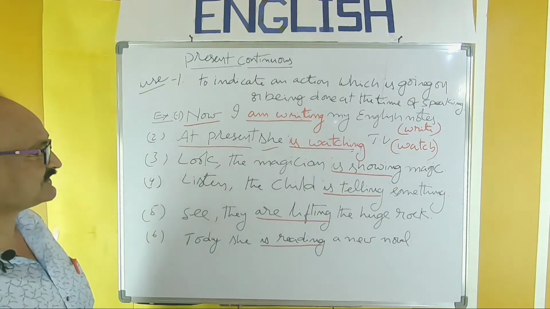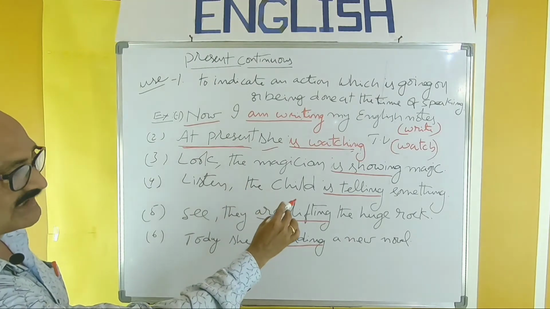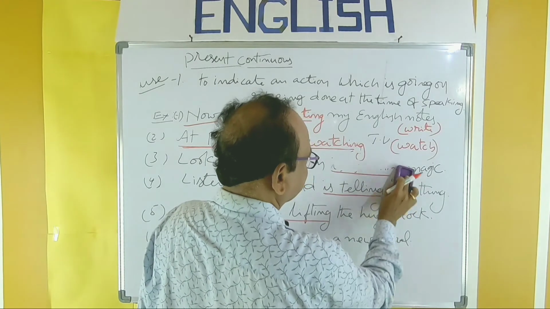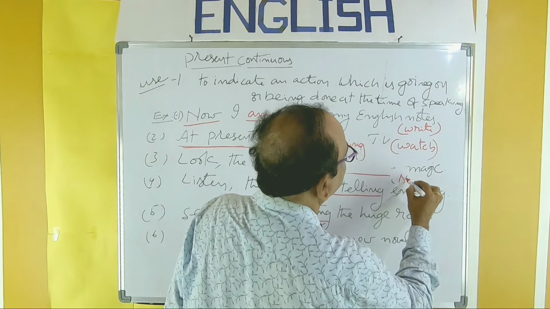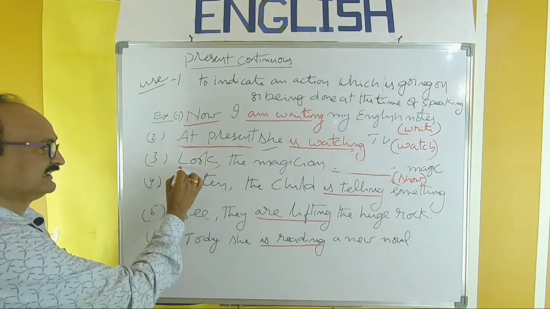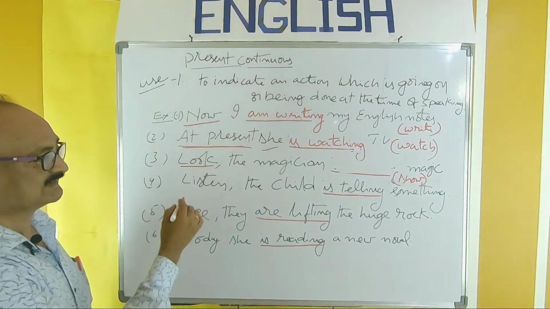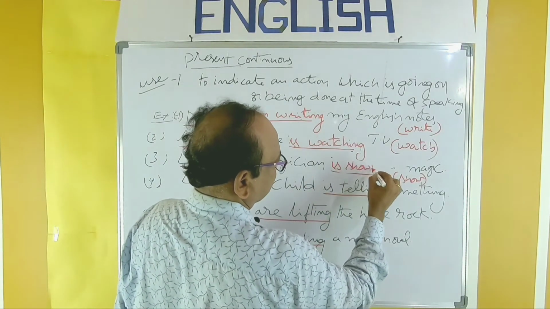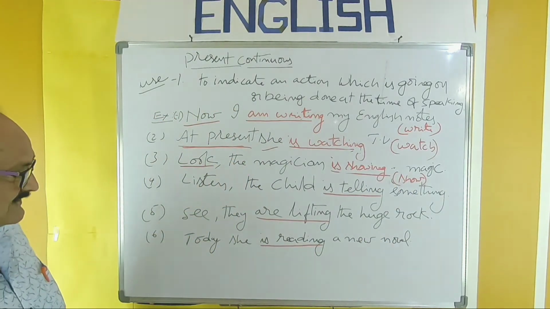Is watching TV. So at present is the key word here. Look, the magician dash magic, and the verb given is show, like this in brackets. By observing the word look, which refers to a present action which is in progress: Look, the magician is showing. He is showing magic.